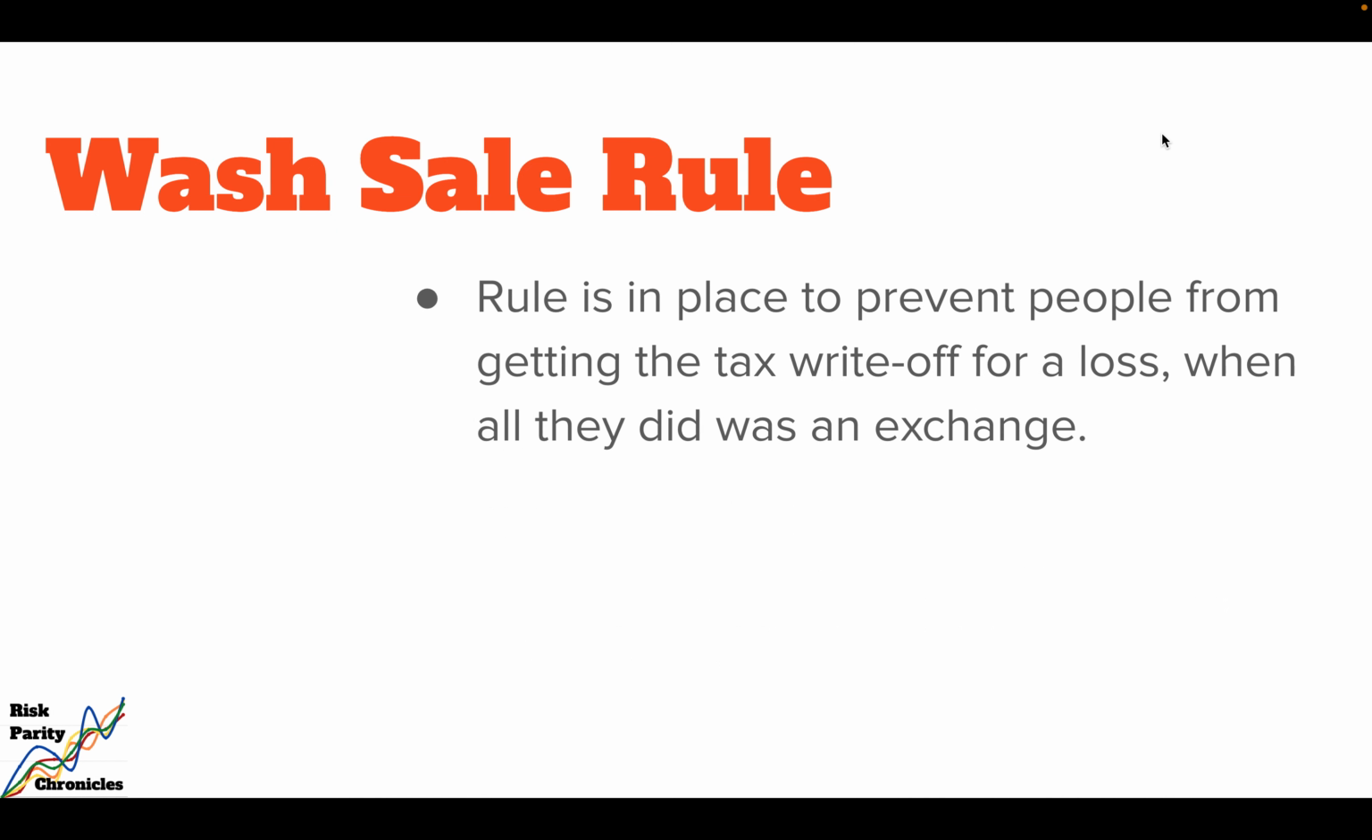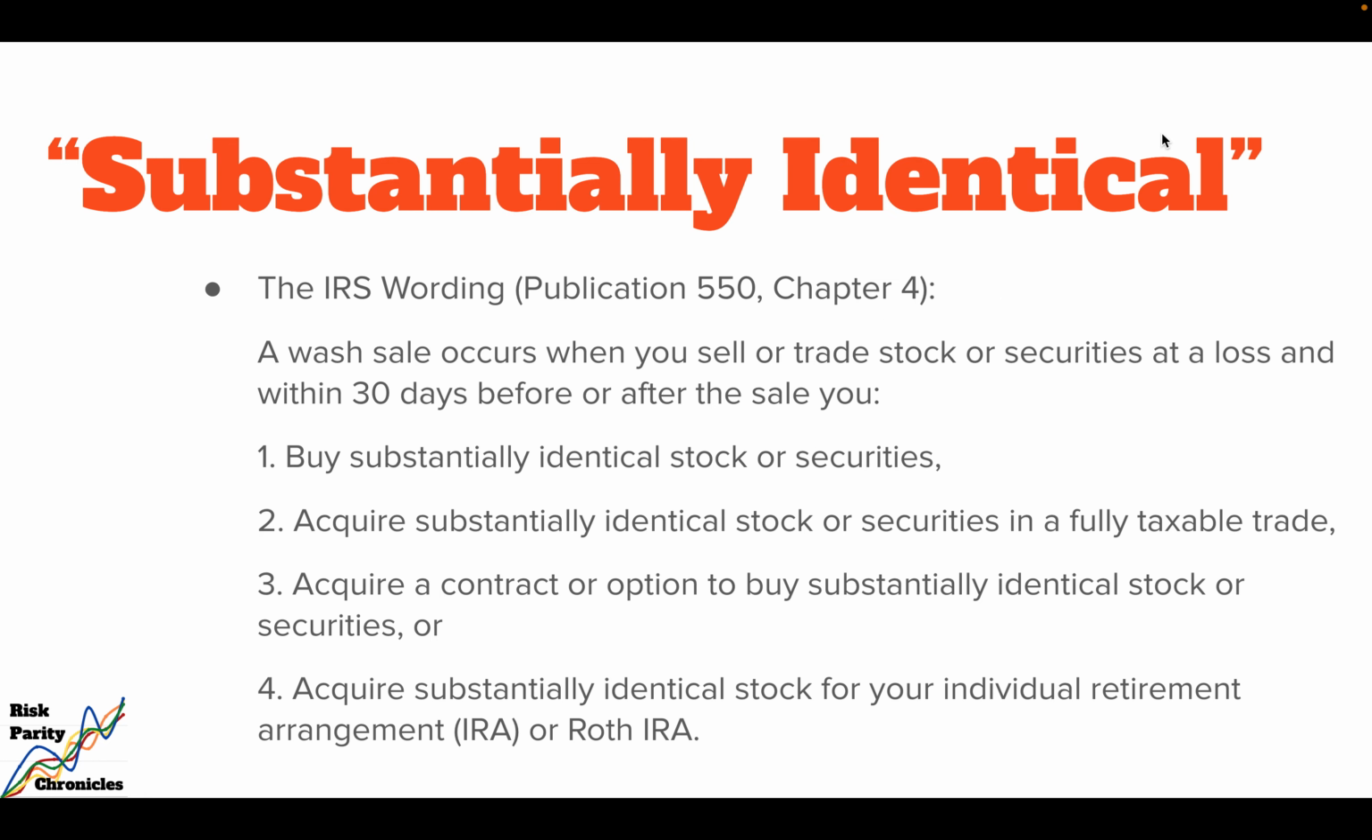The rule is in place to prevent people from getting the tax write-off for a loss when all they really did was an exchange. So they took a loss in one account, but balanced that out with a purchase in another account. And what the IRS does not want you to do is say that's a loss. The rule is designed to prevent that kind of trickery.